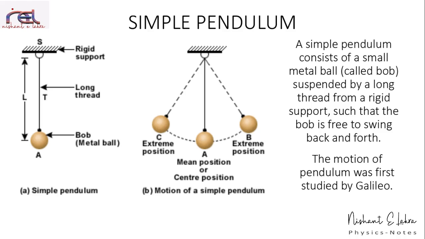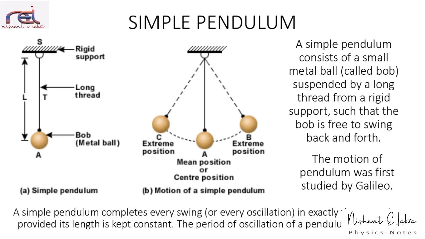The motion of the pendulum was first studied by Galileo. A simple pendulum completes every swing, which is known as an oscillation, in exactly the same time, provided its length is kept constant. So by this we understand that the period of oscillation of a pendulum is constant. This is the basic understanding of a simple pendulum.